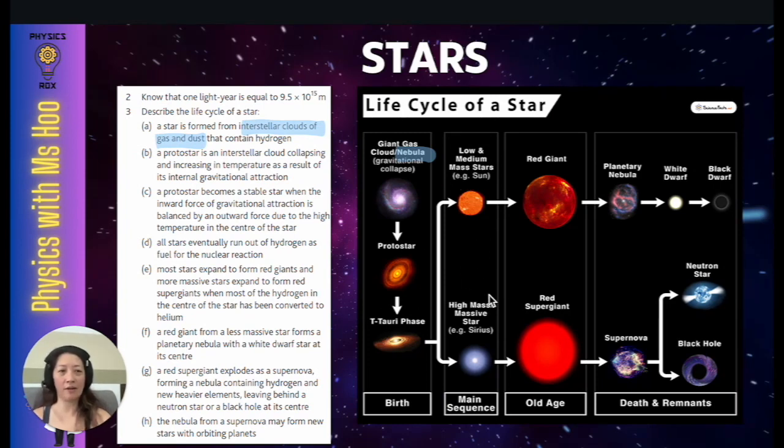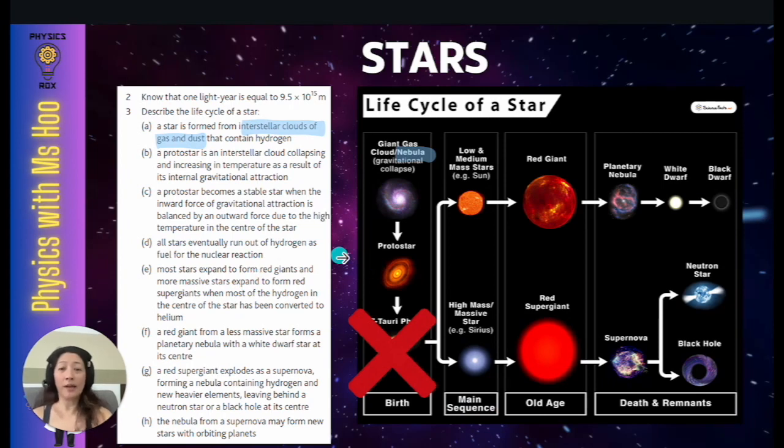Now, in this diagram, which I have taken from the internet, it includes a T-Tauri phase. You don't actually need to know the T-Tauri phase, so we're going to skip that. You just need to know that from protostar, it becomes a stable star. So here the stable star is quite simply the main sequence.